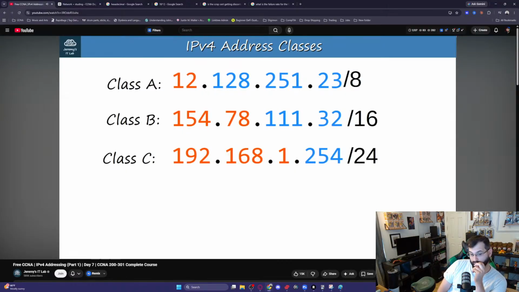In Class A, there are fewer possible network addresses. However, because the host portion is very long, there can be many hosts on each network. Class C is the opposite. There are many possible networks, but because the host portion is smaller, there are fewer hosts on each network. Let's take a look at the numbers.